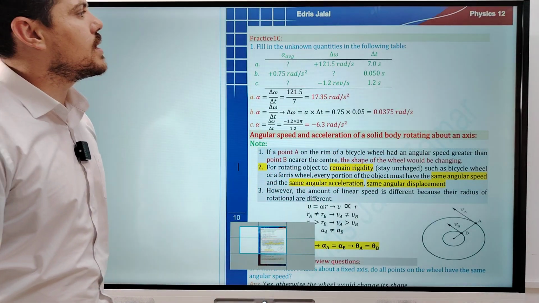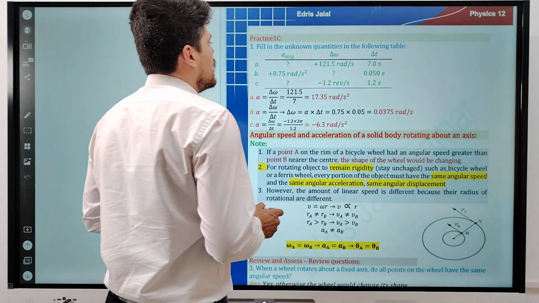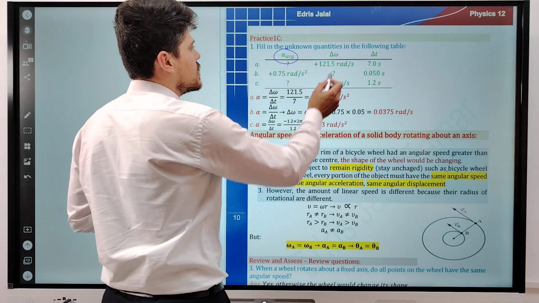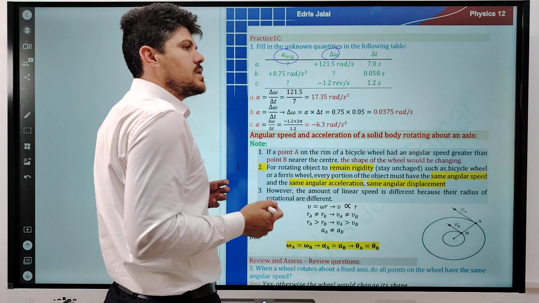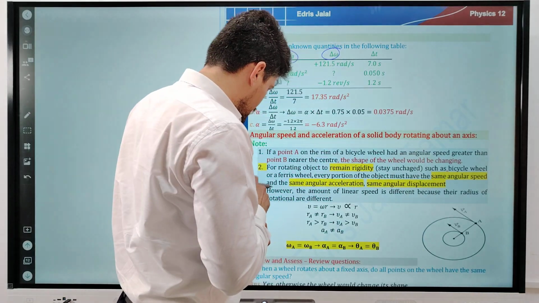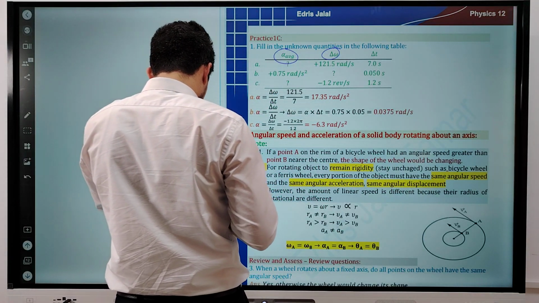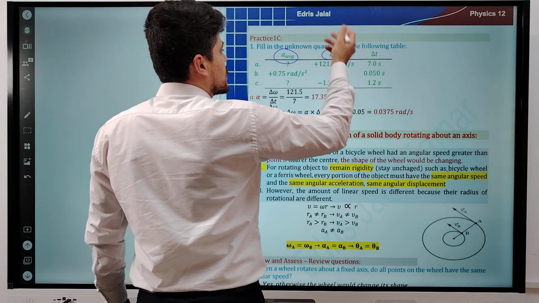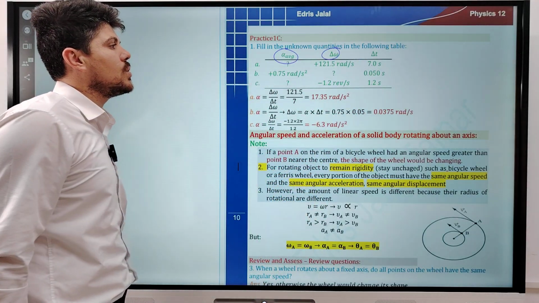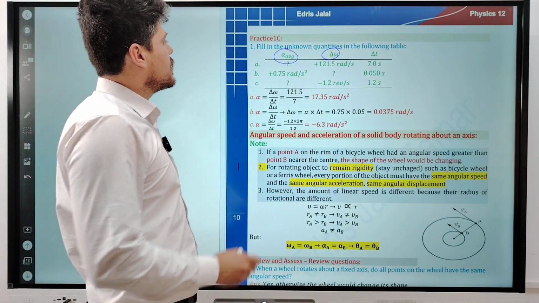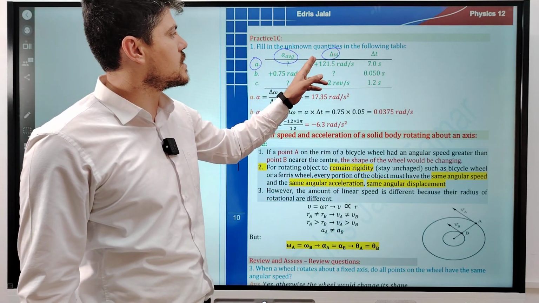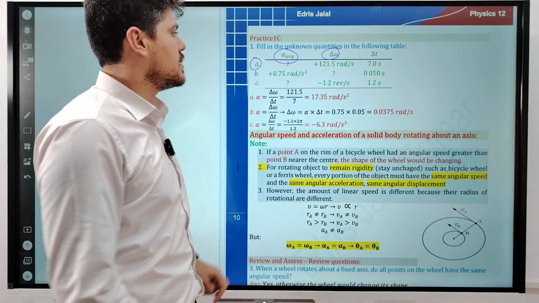Fill in the unknown quantities in the following table. In this table, we have angular acceleration, and the change of angular speed instead of omega initial and omega final. The change in angular speed is given directly, okay? So you are not required to know the initial and final values. And the time intervals are also given in the table. For the first branch A, what is unknown? Angular acceleration. Just substitute delta omega divided by t.